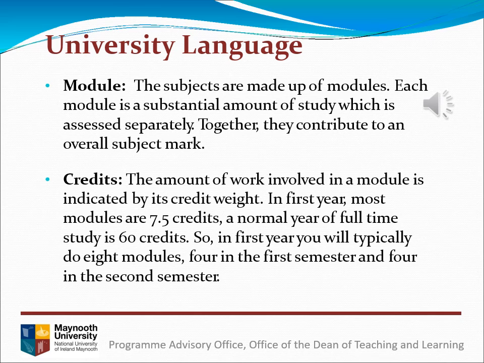Credits. Each module is worth a certain number of credits, and the credits are determined by the amount of work that is required for the module. Most modules in first year are worth 7.5 credits, and in a typical year of study for your degree, you will register for 60 credits. So usually you will be doing 8 modules in total over the course of the whole year, 4 in each of the 2 semesters.